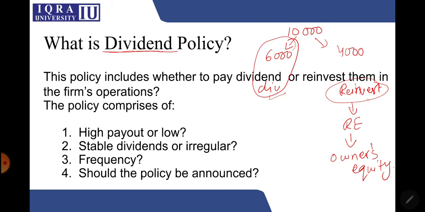Let's say that the management decides that instead of paying 6,000, they're going to pay 8,000 in the form of dividends. So if they're paying 8,000 in the form of dividends, only 2,000 will be retained in the corporation. So the reinvested amount will reduce even more. And let's assume that the corporation decides that the whole 10,000 will be paid in the form of dividend. So if the whole 10,000 is being paid, nothing will be reinvested back into the corporation.